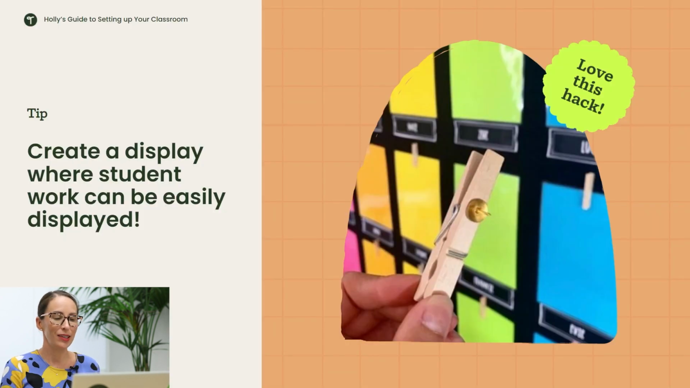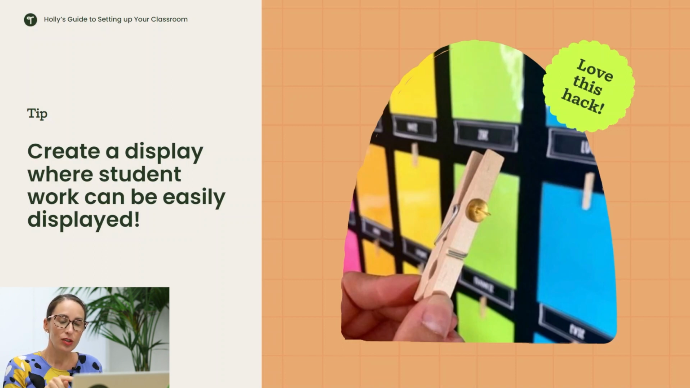Oh, love this hack as well. I think this is my last slide for now. I'd also have a display where student work would always be. I think a lot of people call them a wow wall. You could just call it student work, or look what we've created. You can get really creative with what you might call it.